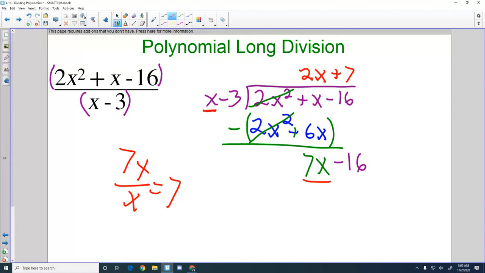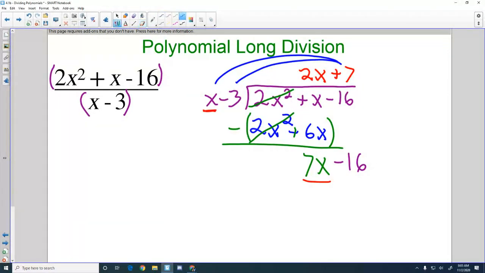Now we take that plus 7, and I'm distributing the 7 out in front. It's going to multiply by everything in front. Okay, well, 7 times x is 7x. And those should match, right? That's why we chose a 7 to make sure they did match. Then 7 times negative 3 is negative 21.